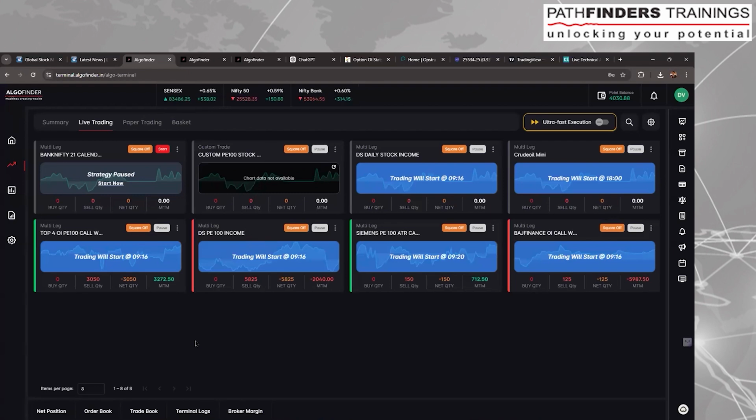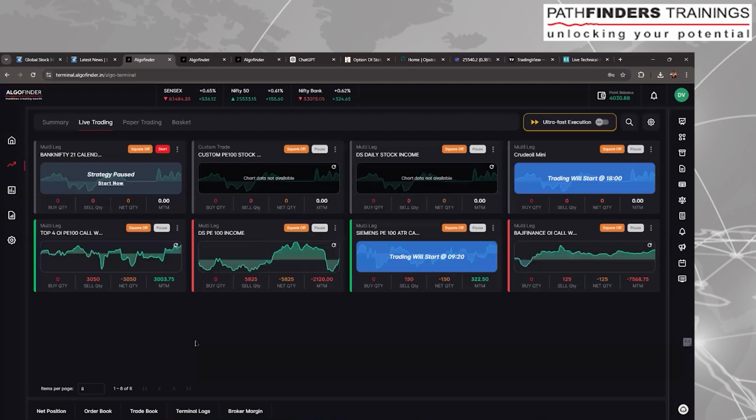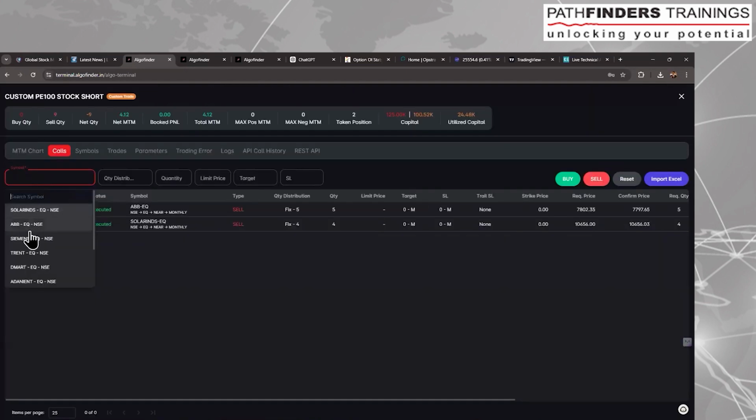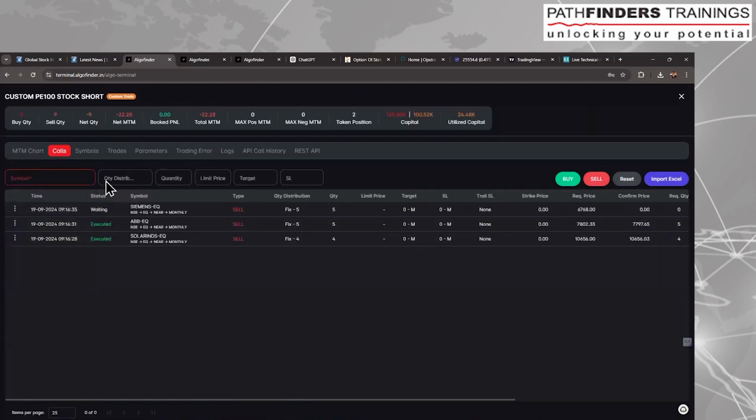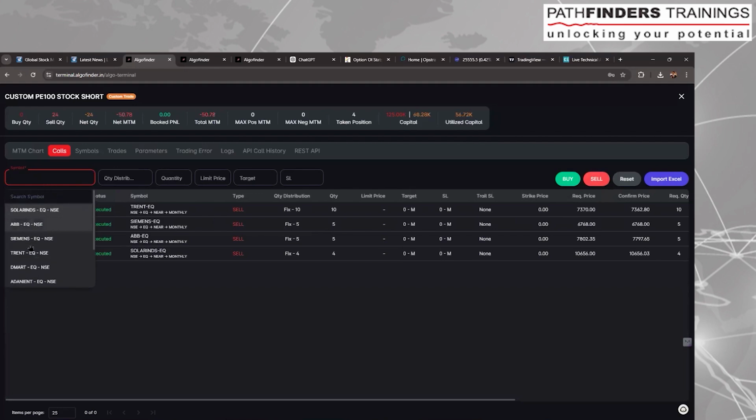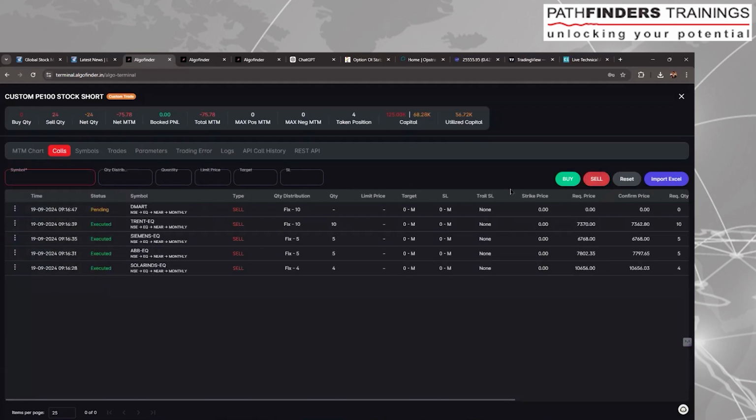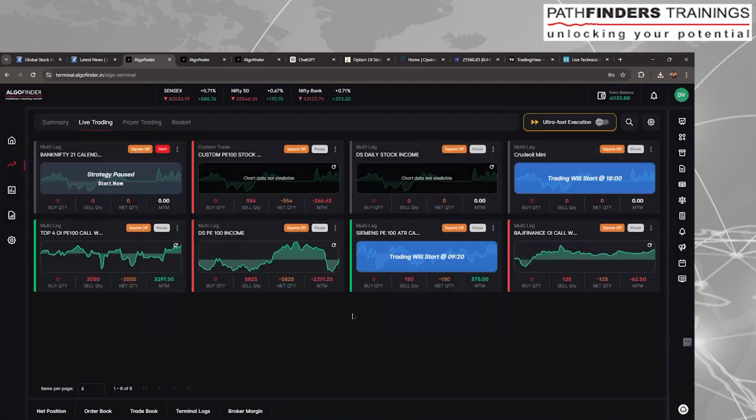Market has moved up plus 150, plus 152. So as expected, some volatility is coming into the market. Siemens sell. Trent sell. Dmart sell. Our trades going on.